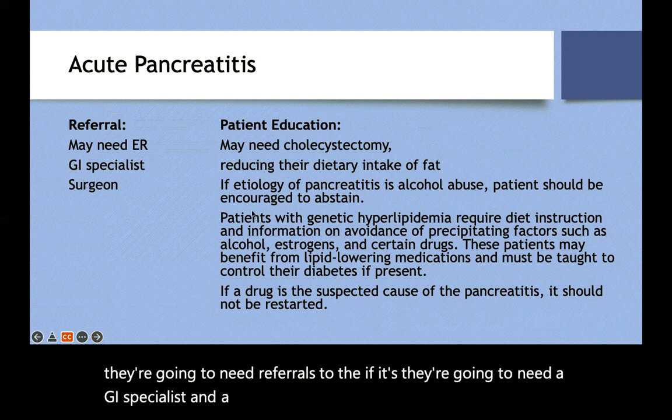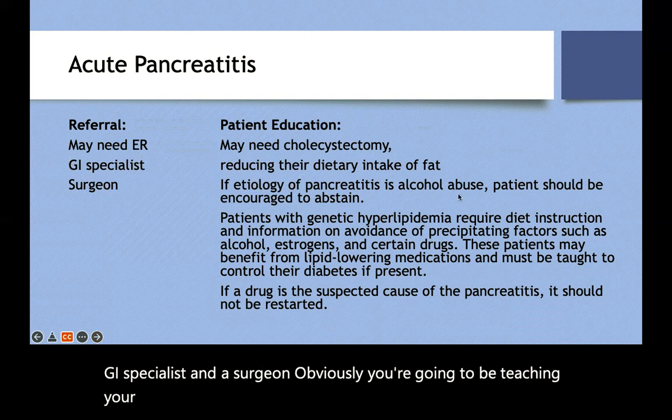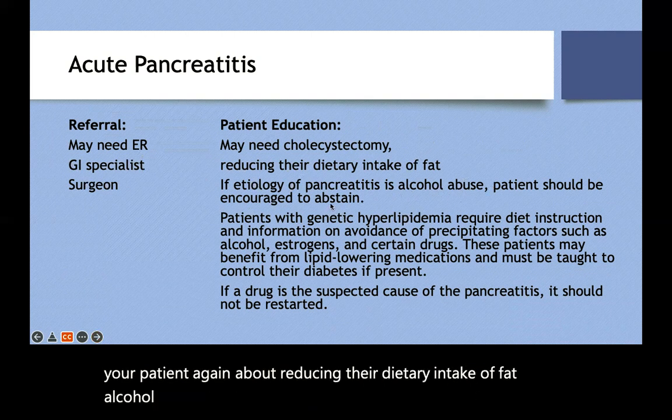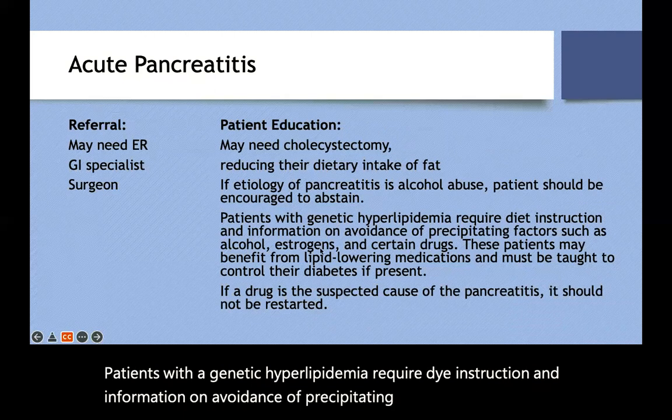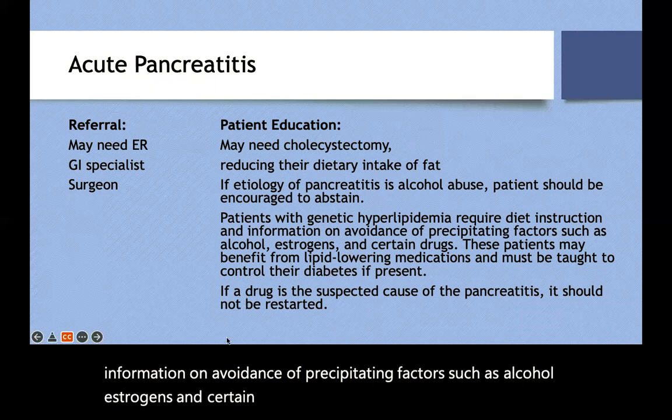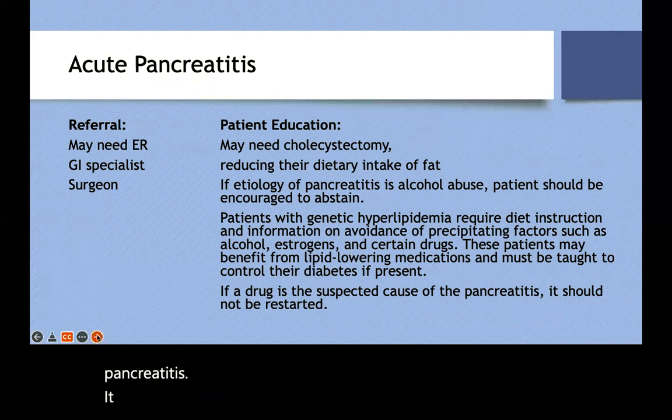Obviously, you're going to be teaching your patient again about reducing their dietary intake of fat and alcohol abuse. They should be encouraged to abstain completely. Patients with a genetic hyperlipidemia require diet instruction and information on avoidance of precipitating factors, such as alcohol, estrogens, and certain drugs. If a drug is a suspected cause of the pancreatitis, it should not be restarted, okay?